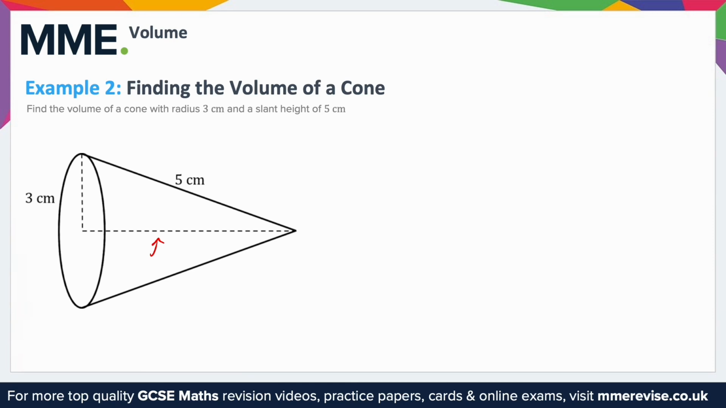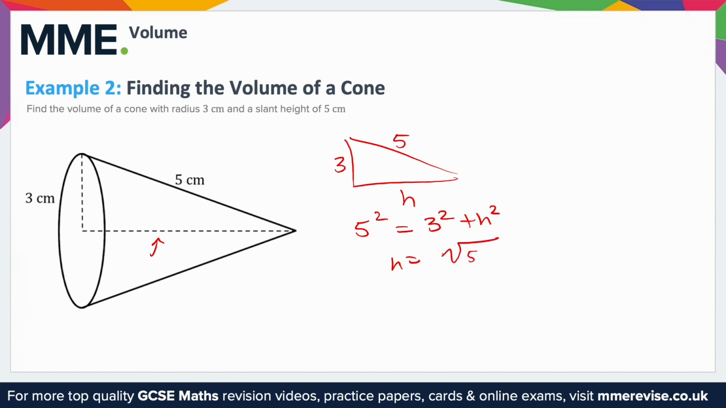So to do that, we've effectively got a right angle triangle. You can see it's sort of in the shape, where this is our vertical height. We know the slant height is 5, and we know the radius is 3. So you can use Pythagoras with this. You could do 5 squared equals 3 squared plus h squared. We want h on its own, so h is going to be the square root of 5 squared, take away 3 squared, which is the square root of 16, so 4 centimetres. So we now know that the vertical height is 4 centimetres.